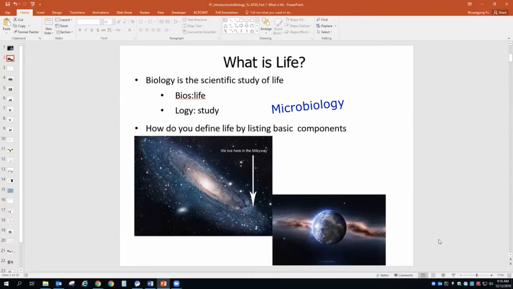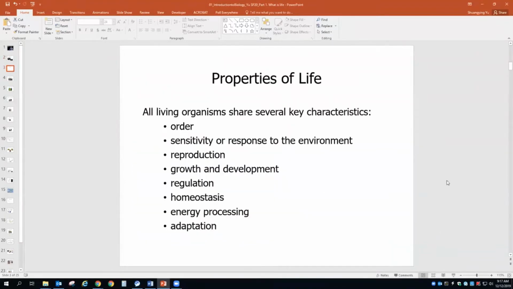For example, microbiology, that's the study of microbes, tiny little organisms that we can't really see with the naked eyes, right? We usually use some kind of tool like a microscope to be able to see them. Ecology, study of ecosystems. Zoology, study of animals. So how do we define life since we want to study life? Now, all living organisms have some key characteristics, and we're going to just go through each characteristic real quick.